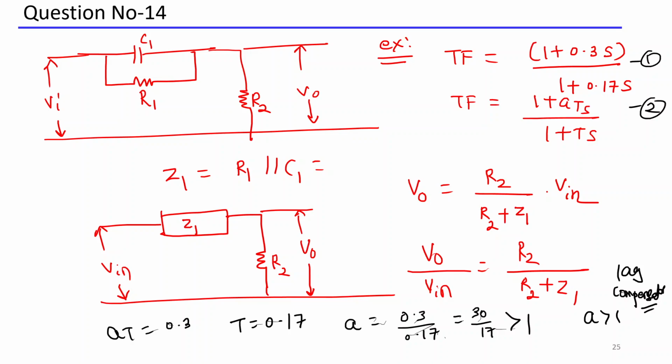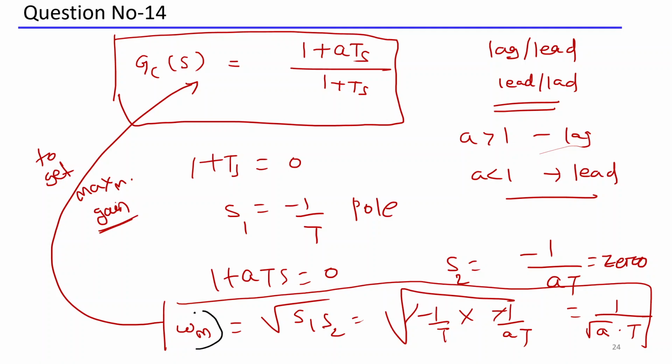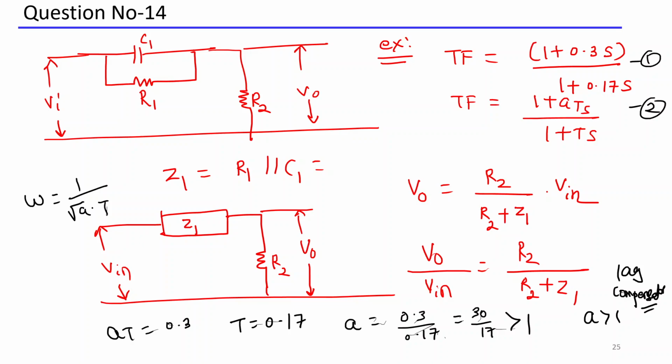So after finding out whether it is a lag or lead compensator, you see the value of a is greater than 1, it is a lag compensator; a less than 1, it is a lead compensator. Then you have to find out for what value of omega this compensator gives maximum gain. This will be omega m equal to 1 by root a into T, as already found in the previous slide. If you put the value of T and a, you will get omega m, the maximum gain frequency at which your gain will be maximum.